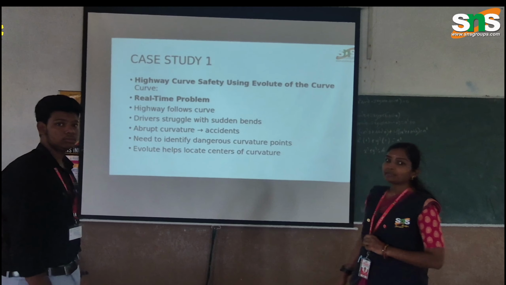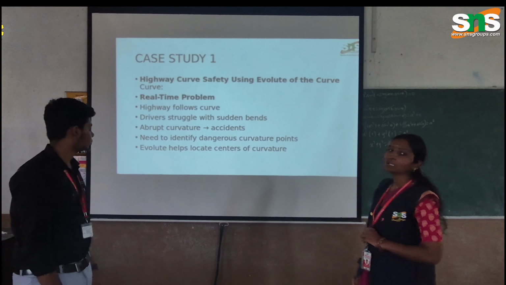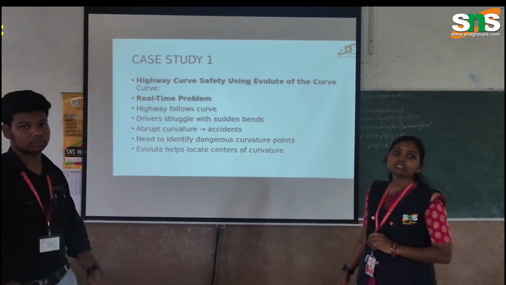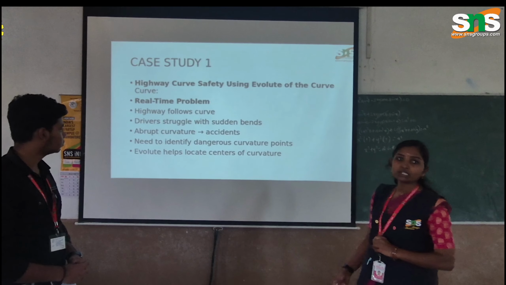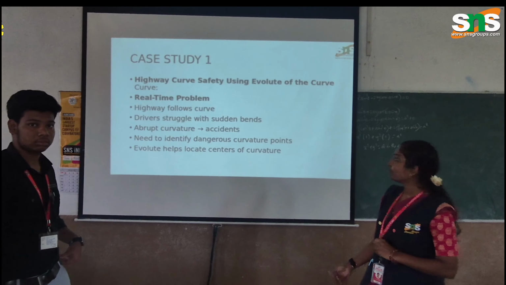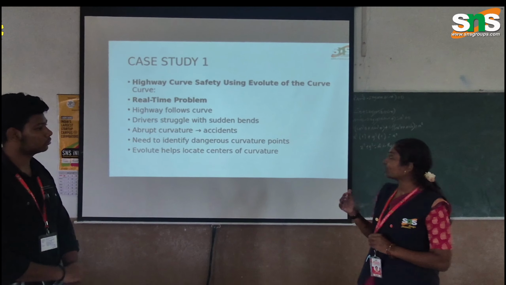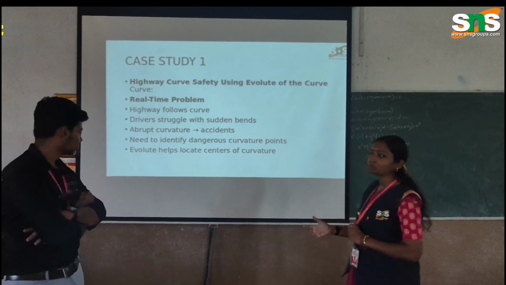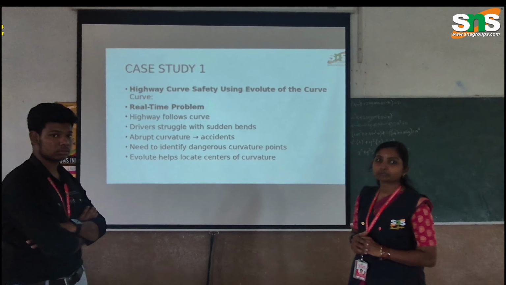So what do we have here? We are going to study a point on the highway curve safety using the evolute of the given curve. So our curve will be y = ln x. With that curve on hand, we are evaluating whether this particular highway follows the curve, or drivers struggle with sudden bends, or the abrupt curvature, which means the sudden curvature causes accidents, and we are in need of identifying the dangerous curvature points here, and this will also be done by the evolute steps.